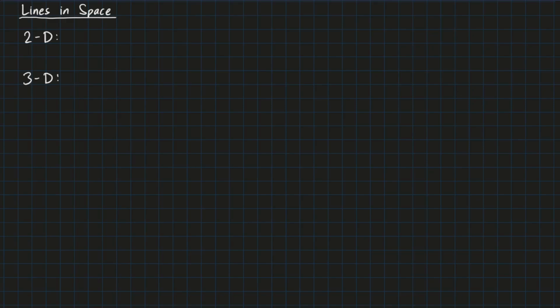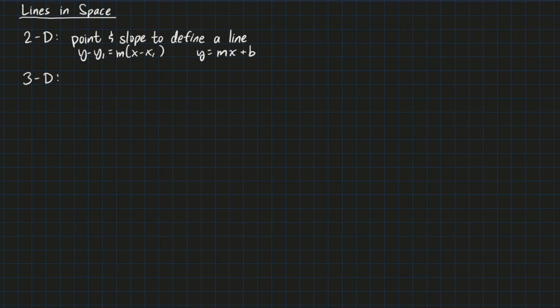So in this video, we're going to be talking about lines in space. In 2 dimensions, you will remember that a point and a slope would define a line. And it comes with the equations y minus y1 equals m times x minus x1, and y equals mx plus b. In 3 dimensions, we need a point and a vector to determine a line.